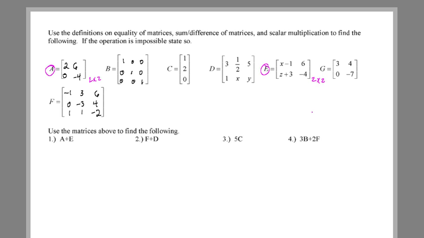Now if I go to the previous page, it said to add matrices, I'm just going to add corresponding entries. So if I look at those two matrices, 2 corresponds to x minus 1. So when I go to add those matrices, I will just add corresponding entries. So I'll have 2 plus x minus 1. Next set of entries, 6 corresponds to 6. So I'll add those two up, 6 plus 6. I'll clean it up here in a minute.